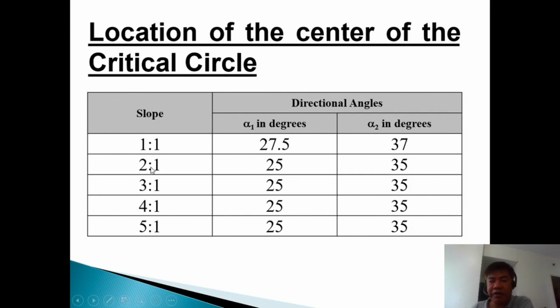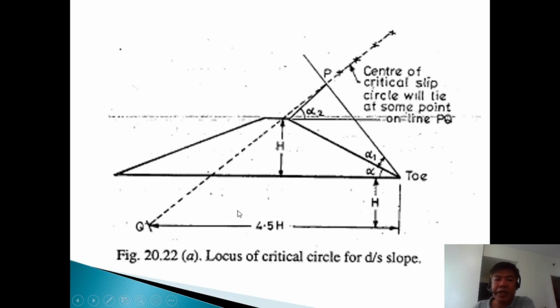From this, only 1 to 1 is different. The rest have the same alpha 1 of 25 and alpha 2 of 35. So where are we going to utilize this? If you draw the cross section manually, you have here that 2. What you're going to measure is the height of the dam. From that edge, you draw an imaginary line, equal to the value of h, going down. Then draw going to the left a distance of 4.5 times that h. So you have point Q.